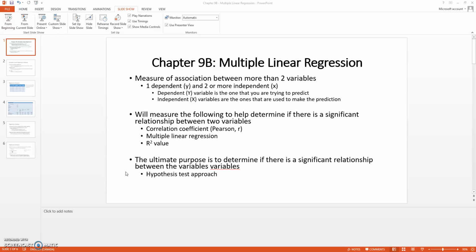between the independent variables and the dependent variable, the correlation coefficient. As well, we will be developing a multiple linear regression equation and looking at the R-squared value. The R-squared value is a coefficient of determination from the first part of this chapter, but when we have more than one independent variables, the R-squared value is sometimes referred to as the coefficient of multiple determination. Ultimately, we will be looking at developing and analyzing the hypothesis test approach.